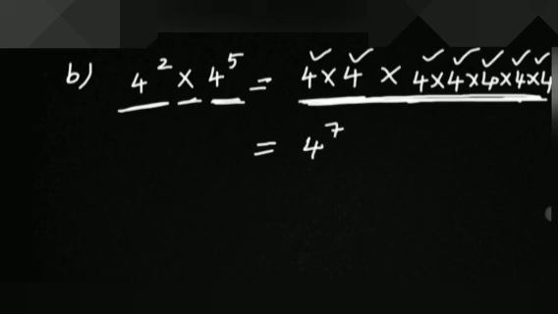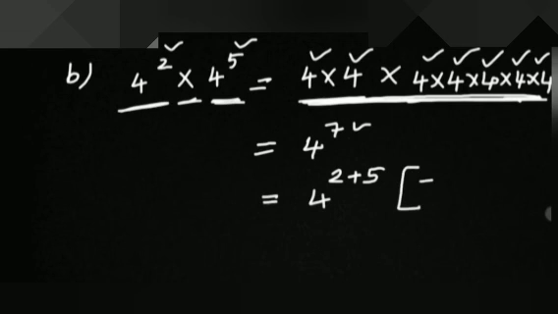4 raised to 7 is equal to, but we know that 7 is equal to 2 plus 5. So instead of this 7, we can write 2 plus 5, because 7 is equal to the sum of 2 and 5. So 4 raised to 2 into 4 raised to 5 is equal to 4 raised to 2 plus 5.